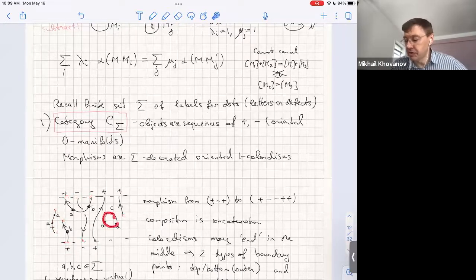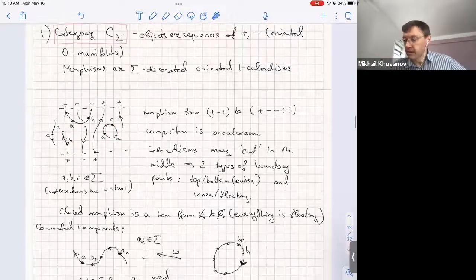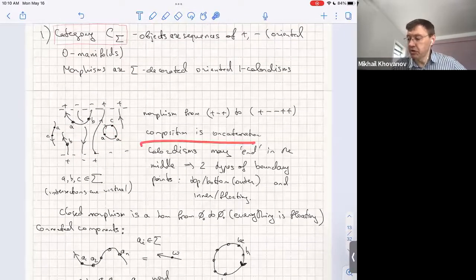So we can have circles fully inside. We can have intervals fully inside. We can also have intervals with one point on the honest boundary and one point on the inside boundary. And when you compose, for instance, these arcs, you can get a circle. You can get a floating circle. And we have defects, so we have a word for every floating interval and a circular word for every circle. So composition is as usual.